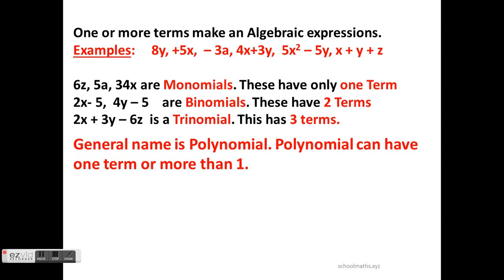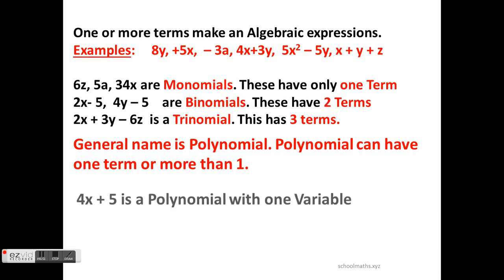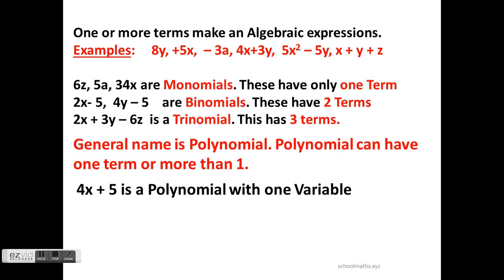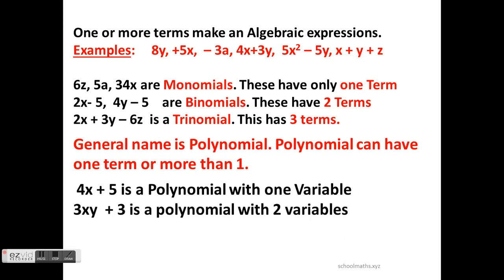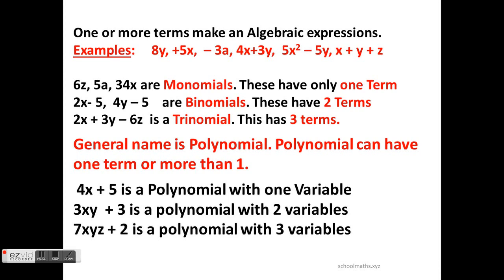Polynomial can have one term or more than one. It can have up to 100 terms or 1000 terms, any number of terms. General name is polynomial. And 4x plus 5 is a polynomial with only one variable. You can see only one x there. 3xy plus 3 is a polynomial with two variables. Here x and y, two variables are there. Here another one, third one, 7xyz plus 2 is a polynomial with three variables.